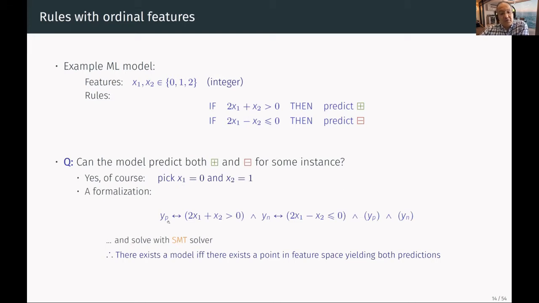So I can formulate this as follows. I have a Boolean variable which is true whenever the first condition is true. And I have a second variable which is true if and only if the second condition is true. And what I want is the first and the second to be true at the same time. Now, I could of course encode this as propositional, but since in this case it's not purely propositional, I could use a CP solver or an SMT solver, which in this case would be easier. And so there is a model if there is a point in feature space where I have both predictions.